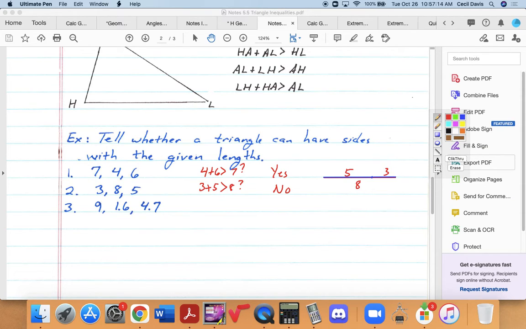Not exactly a triangle, is it? Okay, let's take a look at this last one. If we add 1.6 plus 4.7, is that greater than 9? No. Yeah, that's not even 7. So that doesn't make a triangle. On that one, it would be kind of like this. They would all be laying down and they'd be like, I can't reach. Okay? All right.